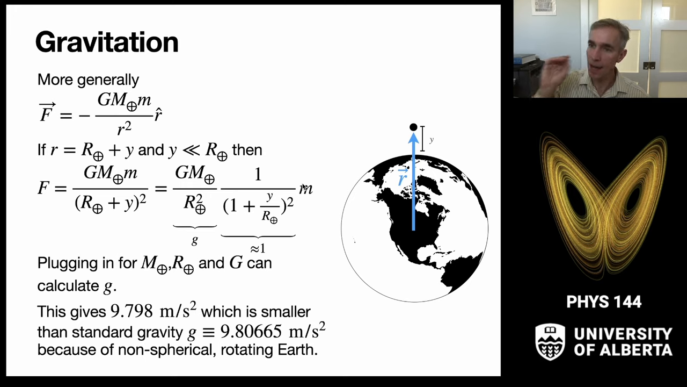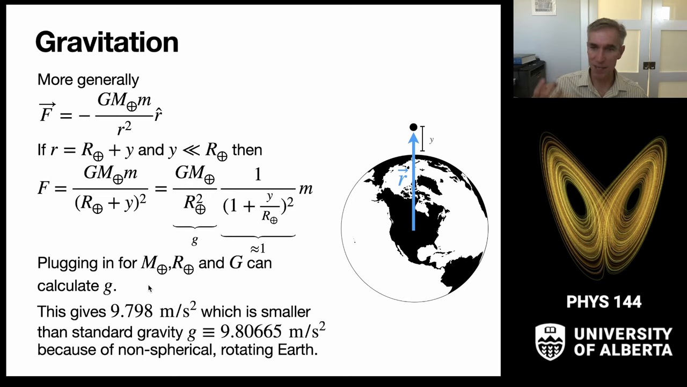Now, if the height is small compared to the radius of the Earth, which is 6,378 kilometers, if you're falling a centimeter, it is small, so that 1 plus a centimeter over 6,000 kilometers, quantity squared, is going to be a number that is very, very tiny. It will differ from 1 by about a part in 10 to the 18th. Then you say this is approximately equal to 1. And so this thing will just multiply away to nothing. And then you get a jumble of constants, G, mass of the planet over the radius of the planet squared, times m. And we can combine these to get the gravitational acceleration.